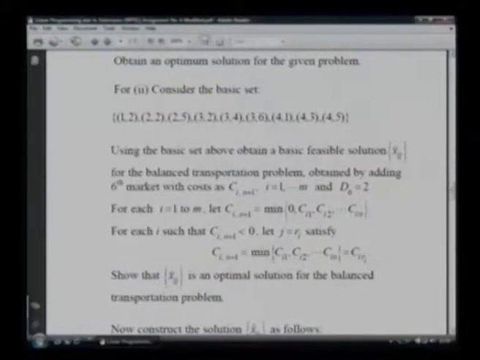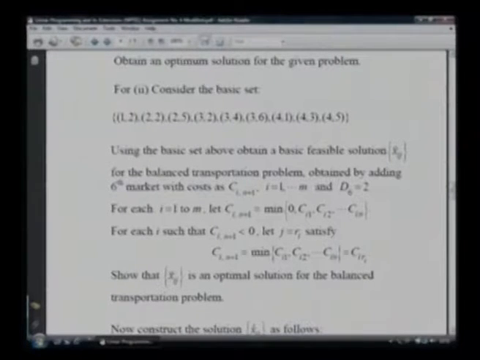For problem 2, again I am giving you a basic set of cells, and I am saying that you can obtain a basic feasible solution xij bar for the given unbalanced transportation problem, reduce it to a balanced transportation problem by adding a sixth market, and the cost will be Ci n plus 1. In our case, n plus 1 is 6, and then your d6 is 2. So the difference between sigma Si and sigma dj, that is 2. So make that difference equal to 2, and so the demand d6 will be 2, right?